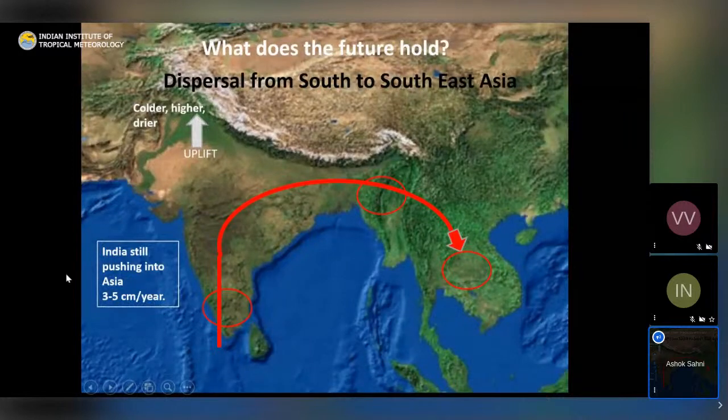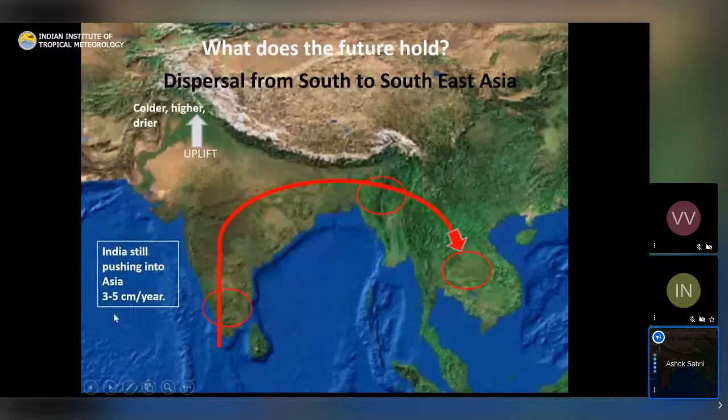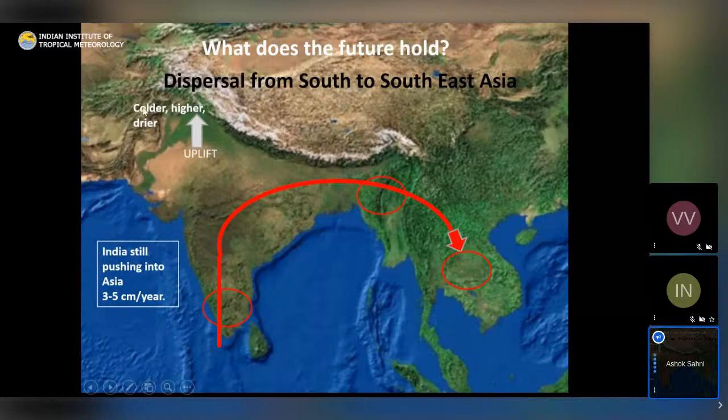So the point that I've been trying to make is that India is still pushing into Asia at around 3 to 5 centimeters a year. And this part is getting colder, higher and drier. And given a few million years, the Pamir Knot will be very close to Tashkent. So it's changing.